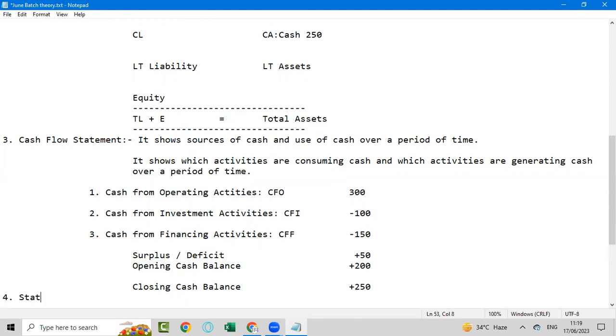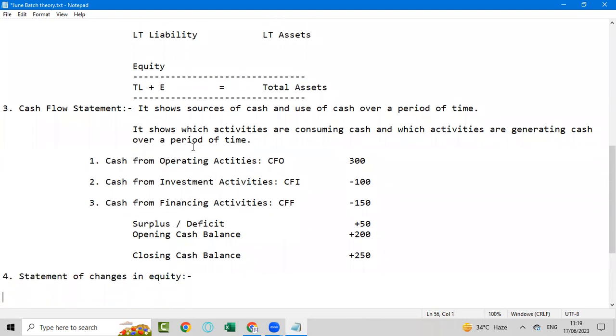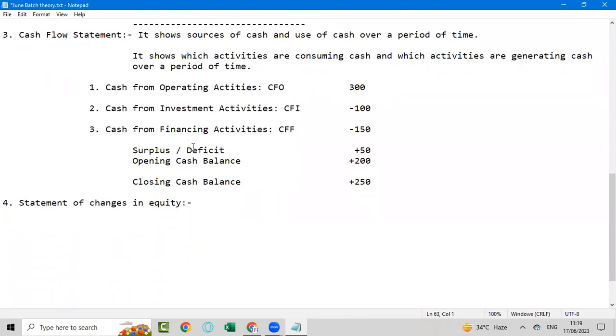The 4th statement is the statement of changes in equity. And participants, if you have some question, please write in the chat. Don't send me personal WhatsApp. During the class, I will not see it. I will not look at WhatsApp, okay? So if you have any question, type in the chat, in this Zoom only.